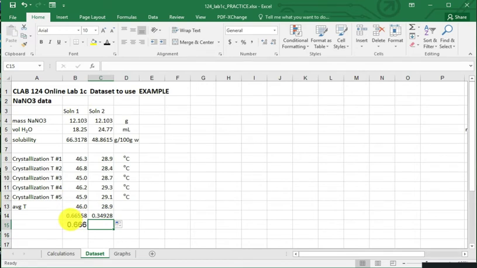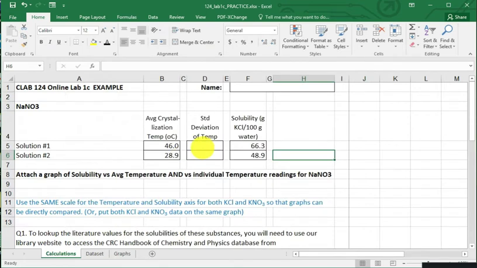All right, so I'm just going to say 0.67 and 0.35. So I get a sense of how good each set of data is. In their case, you're going to have 12 different solutions, 6 for potassium chloride and 6 for potassium nitrate. So you can see that not all the data is the same.